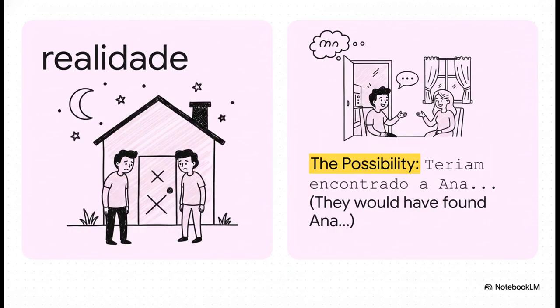Let's try another one, just to make sure it sticks. The reality, já não encontraram a Ana em casa. They didn't find Ana at home. They were too late. But the alternate possibility, if things had been different, is teriam encontrado a Ana. They would have found Ana. It's that exact same pattern, what really happened versus what could have happened if something else was true.